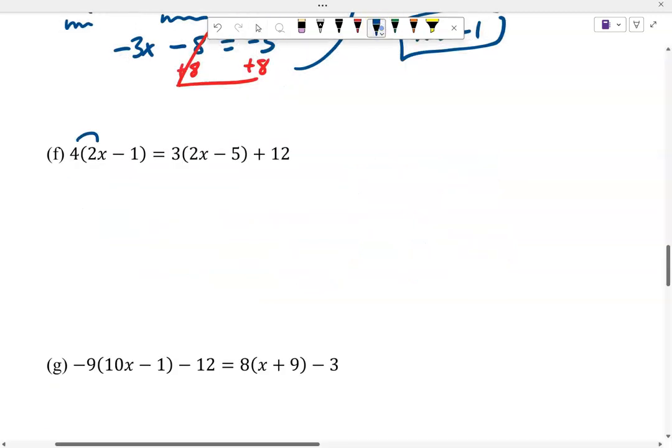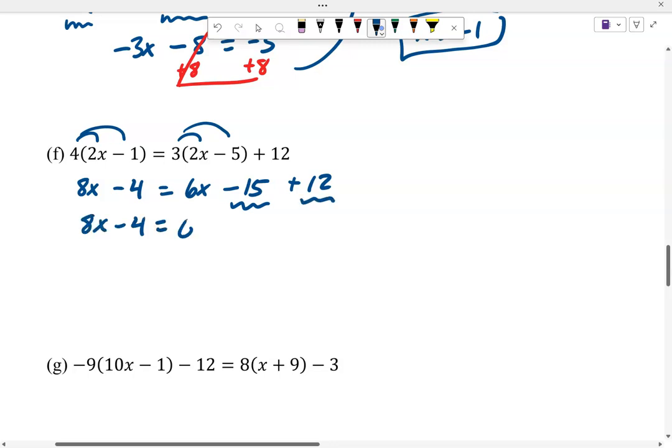So on this one, if you tried it first, you should have distributed that. So you got 4 times 2x, you got 8x. 4 times negative 1 is a minus 4, or plus a negative 4. 3 times 2x is a 6x, plus 3 times negative 5, plus a negative 15, or minus 15. I do have like terms right here. Negative 15 plus 12 is a minus 3.